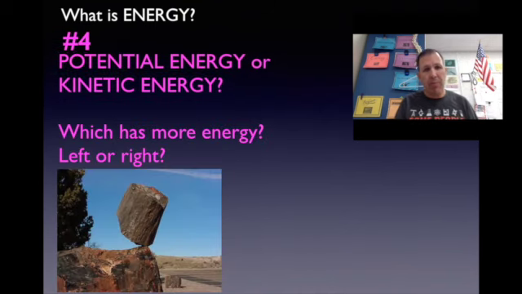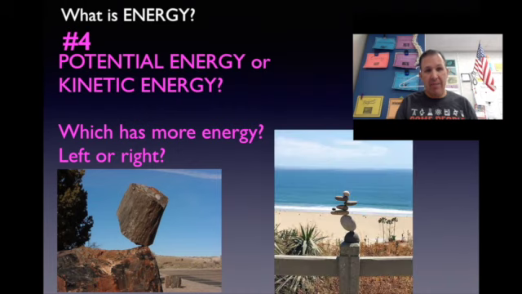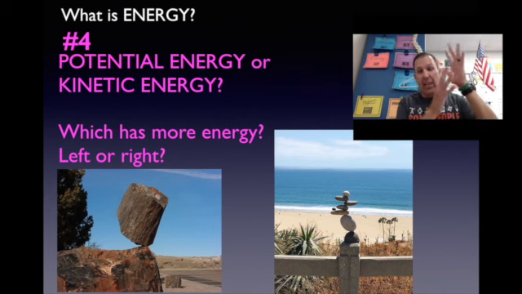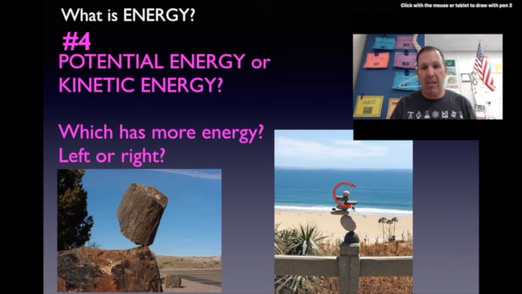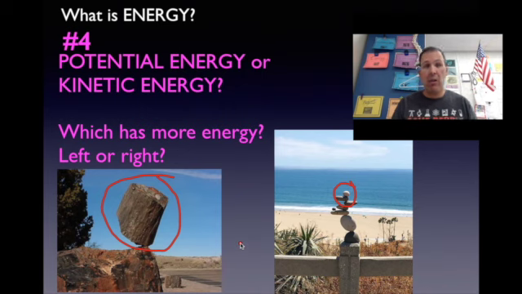Okay, number 4. These rocks are totally balanced, like it looks like they could topple over at any time. Is this an example of potential energy or kinetic energy? Okay. And part 2 of this question, which has more energy, the left or the right? So this, look at that little stone at the right here. Does this stone or this boulder have more potential or kinetic energy? Whichever energy you selected for your answer. Which has more of it, left or right?